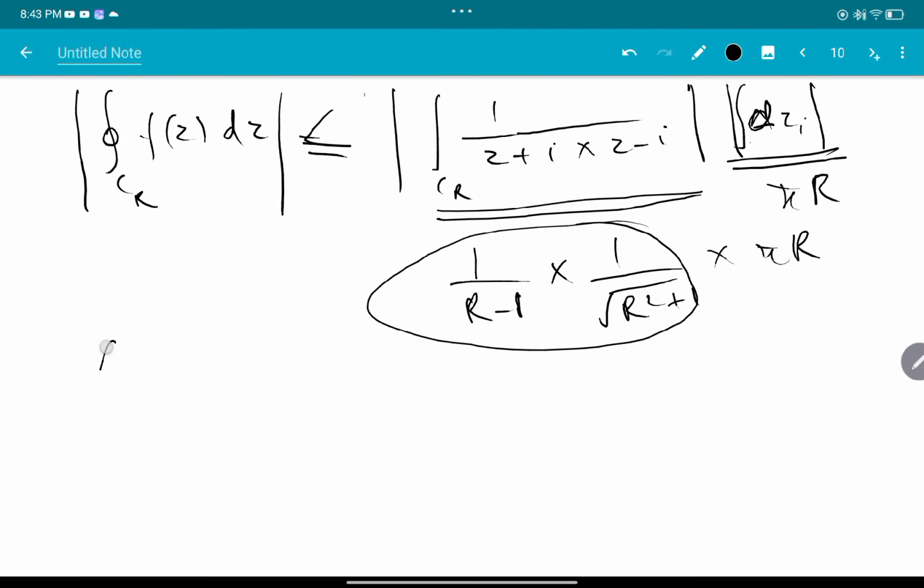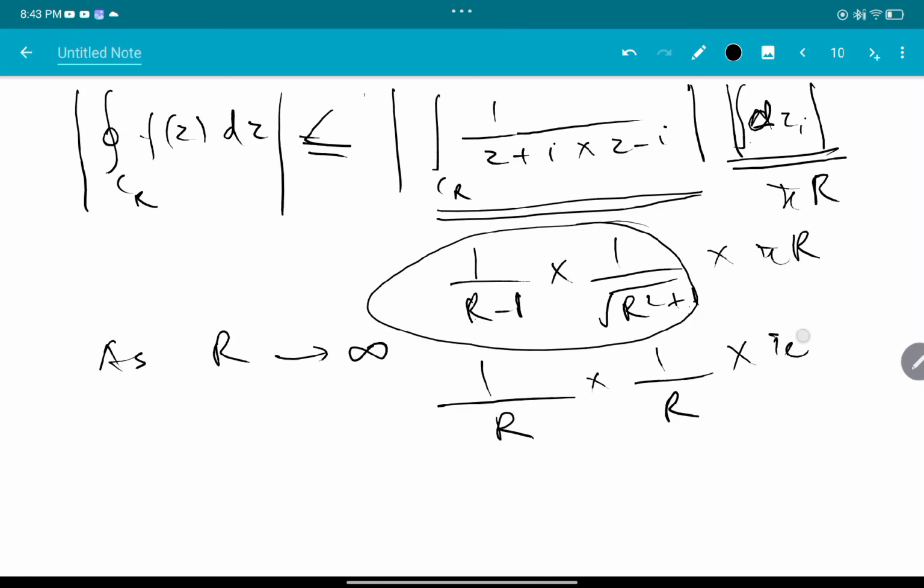Now see, as r tends to infinity, what will happen to this? It will be 1 by r, because when r is very large, r minus 1 is r, into 1 by r again, because r square is much greater than 1, that is r again, into pi r. Now r and 1 by r will cancel. If r tends to infinity, pi by r will tend to 0. This means that the value of this integral will tend to 0 as r tends to infinity. So that is how we prove it.